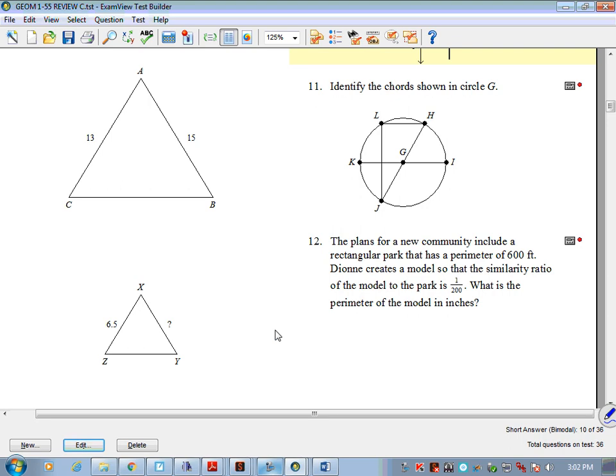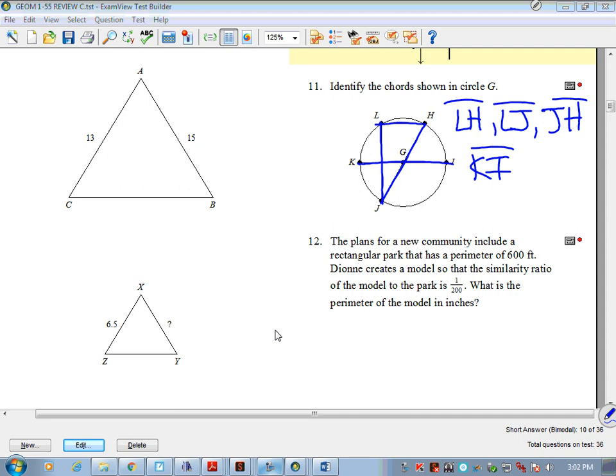So the first one I've got is LH. You could have these in any order. Segment LH, segment LJ goes all the way through JH, segment JH, and segment KI. And those are your 4. Anything involving G is not going to be a chord, because G is not an endpoint on the actual circle. It's the center of the circle, but that's about it.